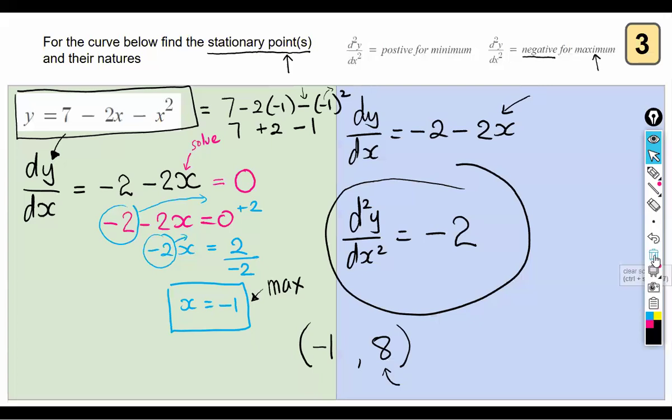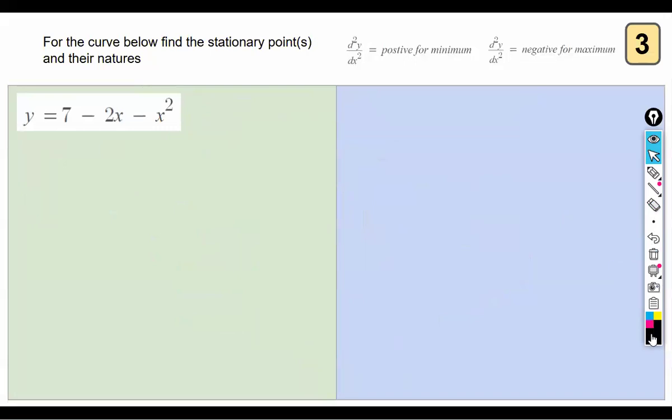Changing up the question. Let me erase this here. Second, you can easily change this up. So let's say we have 5x squared minus x minus 8. Find not just the type of stationary point, but the coordinates of that stationary point.